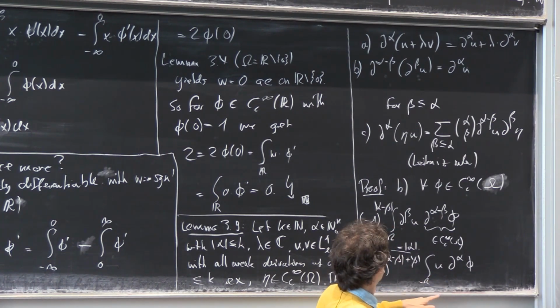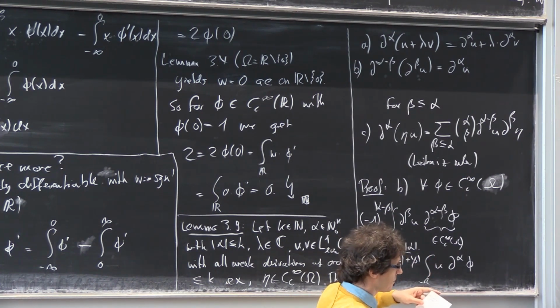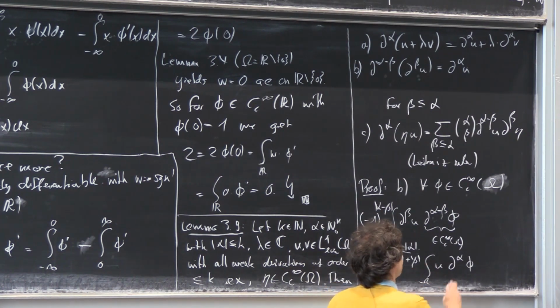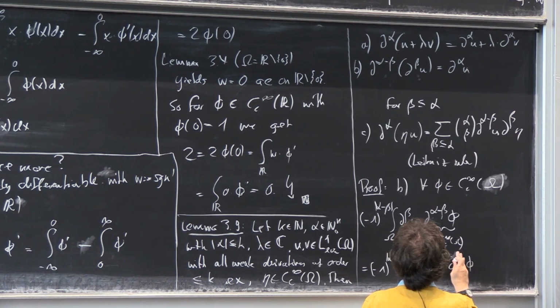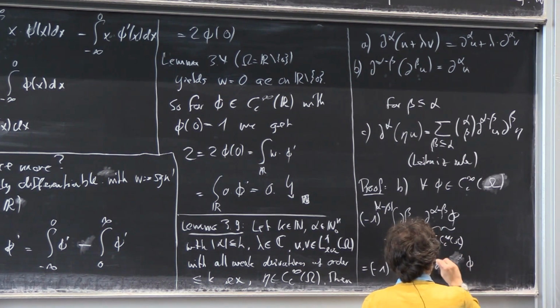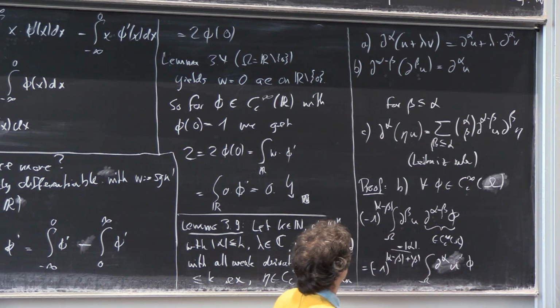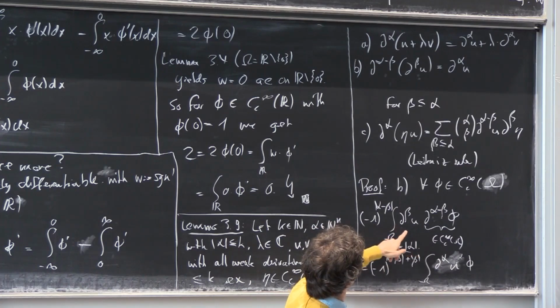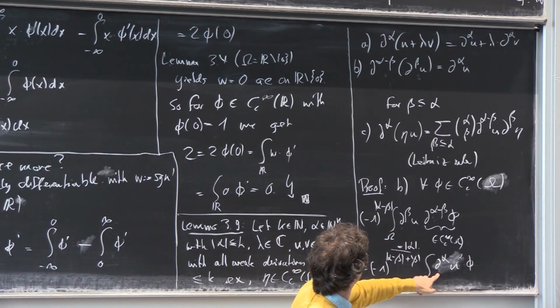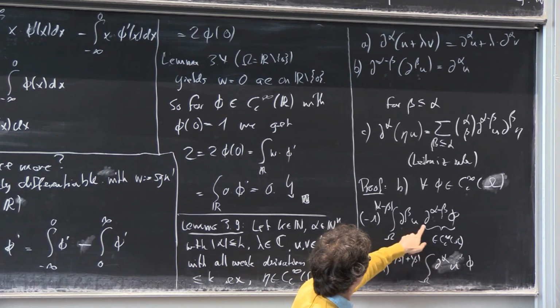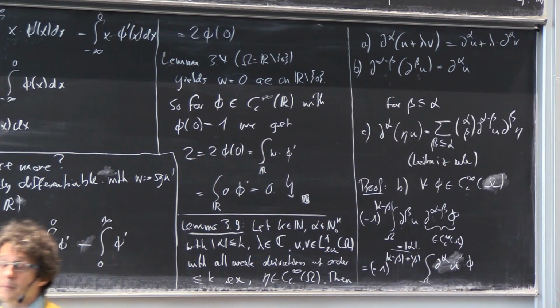Okay, and this shows you that indeed the alpha minus beta derivative of d^beta u is defined. Yeah, here it has to be d^alpha. I have to take it to the other side. So d^alpha u. So now the alpha derivative of u is defined, and it's the alpha minus beta derivative of the beta derivative of u.